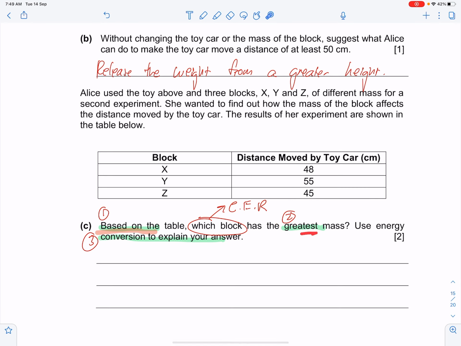Then after that, I need to talk about greatest mass. A lot of you, once again, use the superlative greater. That is the wrong form. Why? Because over here you have three blocks. Assuming you put Y, which is the correct answer, and you say its mass is greater than, or the greater the mass is, the faster the car moves, something like that. But greater than what? Than X or than Z? Wrong. It's supposed to be greatest.